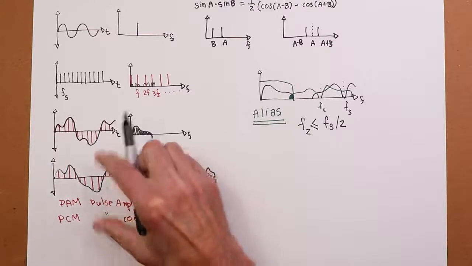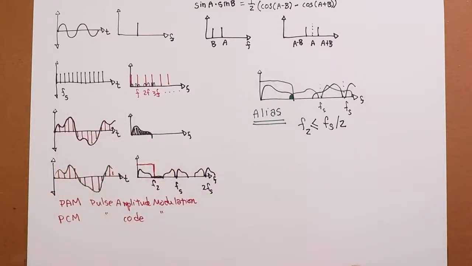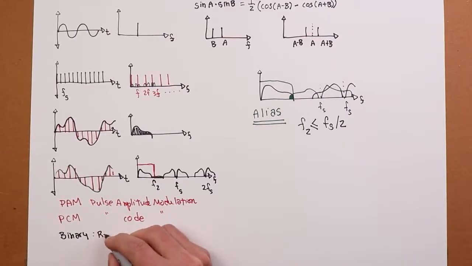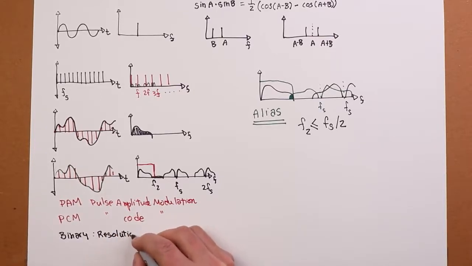We're going to take this measurement, this value, and turn it into a digital number. We're going to turn it into binary, right? Weighted binary. And there's a very important characteristic here, and that's the resolution. What's the bit resolution on here? How many bits am I going to use to describe the signal?